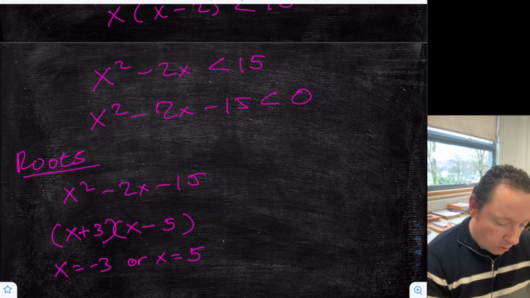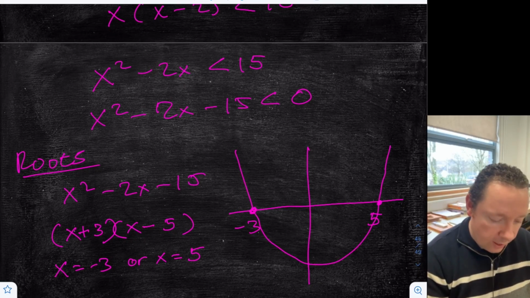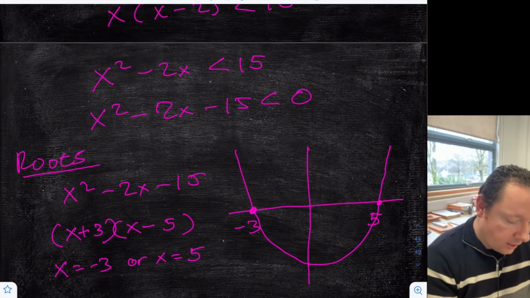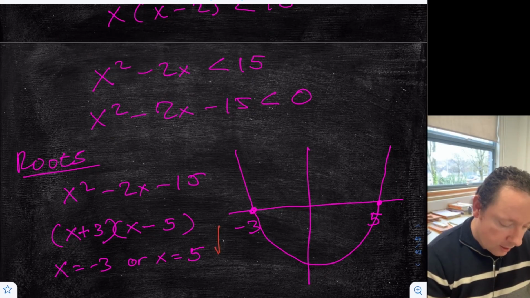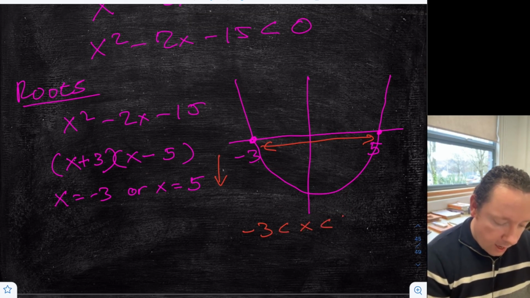So that means we can draw a quick sketch at the side. Minus 3 is over here, and 5 is over here somewhere. It's positive x squared, so our quadratic looks something like that, and it just has to be a quick sketch. Now we're looking to see where it's less than 0, below the x-axis. So that is in between these two numbers. Minus 3 is less than x is less than 5.